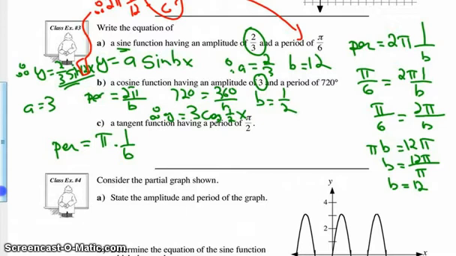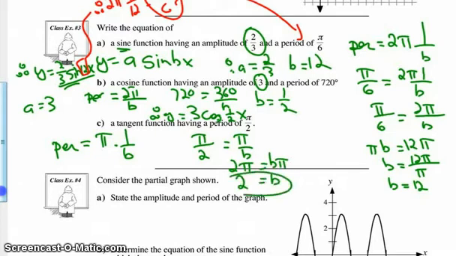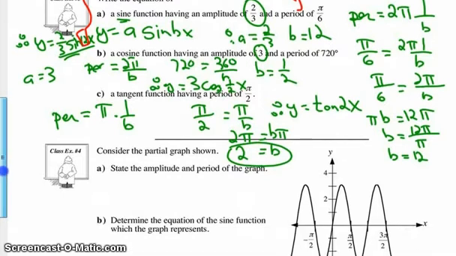Again, plug into this formula, my period is pi over 2. What happened to our normal period of pi? What was it stretched by? So we cross multiply. 2 pi is equal to b pi, so that means b must be equal to 2. Therefore, my equation is y equals tangent 2x. And that means that the period was horizontally stretched by 1/2.